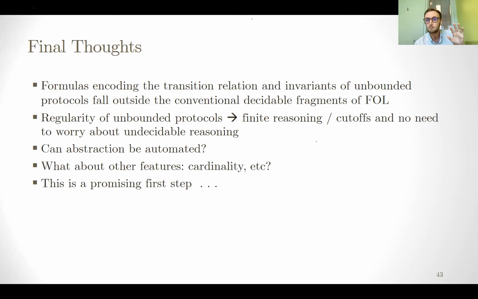Like it's not a proof for the unbounded case of the protocol. Let me answer it this way. I'm not a computer scientist, but the fact that we got the exact same Paxos invariants that were proved somehow by hand suggests that the process is correct. Something is correct about it.